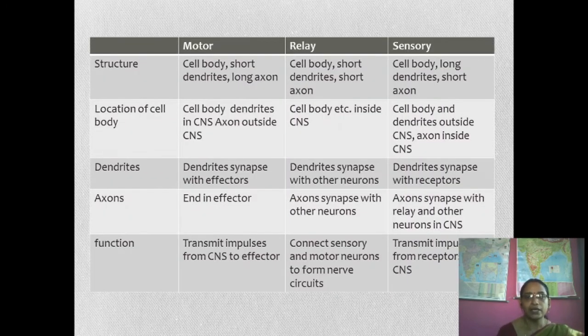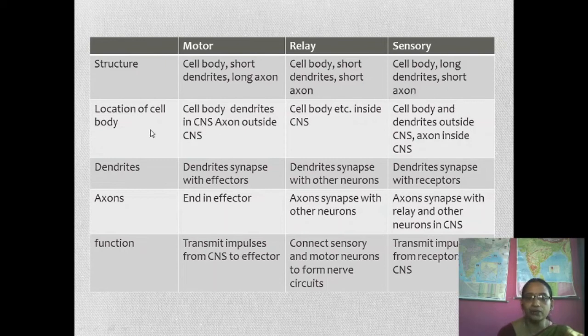Now let us see what their differences are. According to their structure, location of cell body, dendrites, axons and other functions. Structure: motor neurons have a cell body, short dendrites and a long axon. In the case of relay or mixed neurons, they have a cell body, short dendrites and a short axon. In the case of sensory neurons, they have a cell body, long dendrites and a short axon.